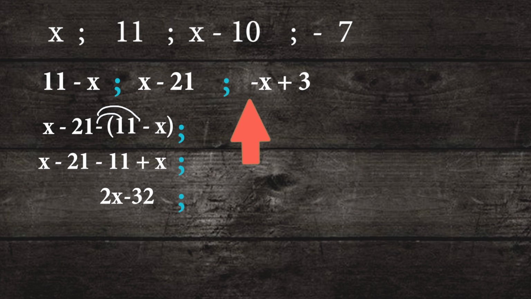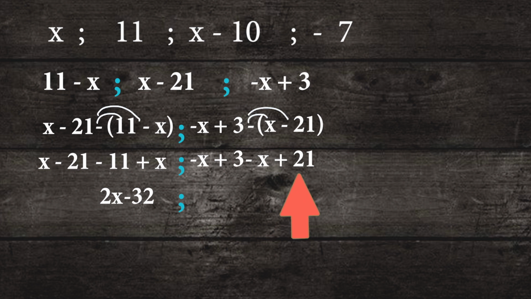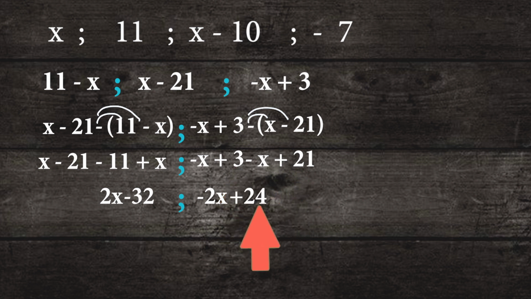So we have minus x plus 3 minus x minus 21. And we write it as minus x plus 3 minus, and in brackets x minus 21, because again we are subtracting more than one value at the same time. So this is another distributive law, and it changes both the signs inside the bracket. So we get minus x plus 3 minus x plus 21. So minus x and minus x gives us minus 2x, and plus 3 plus 21 gives us plus 24. Now that is how far we can go with these two terms.